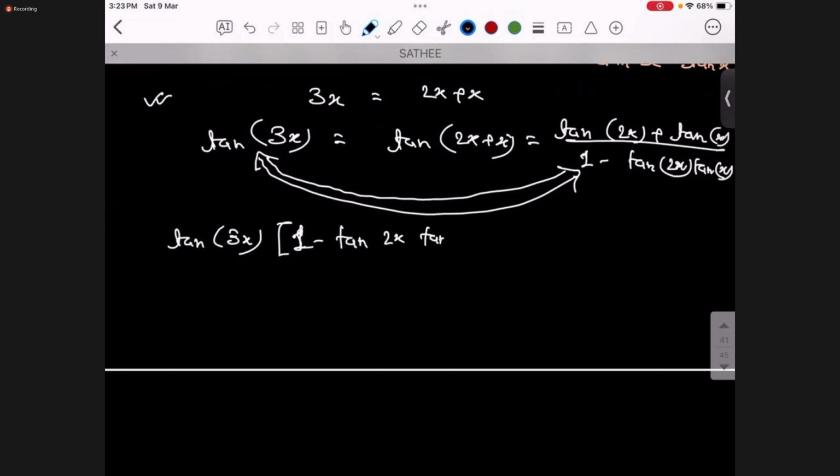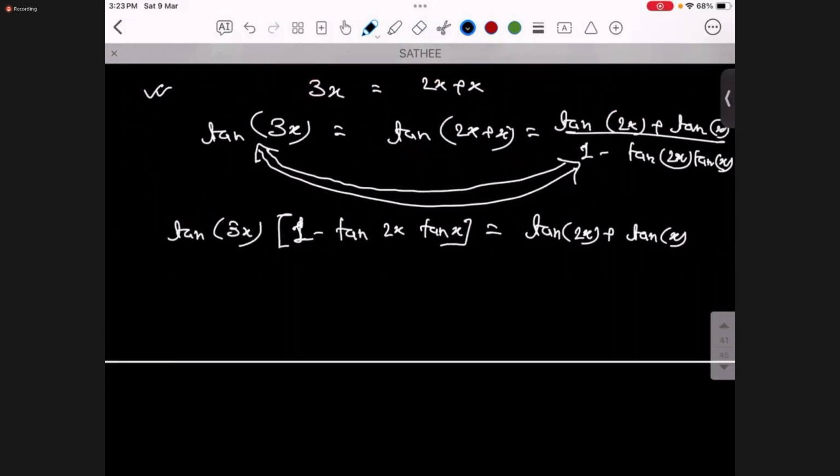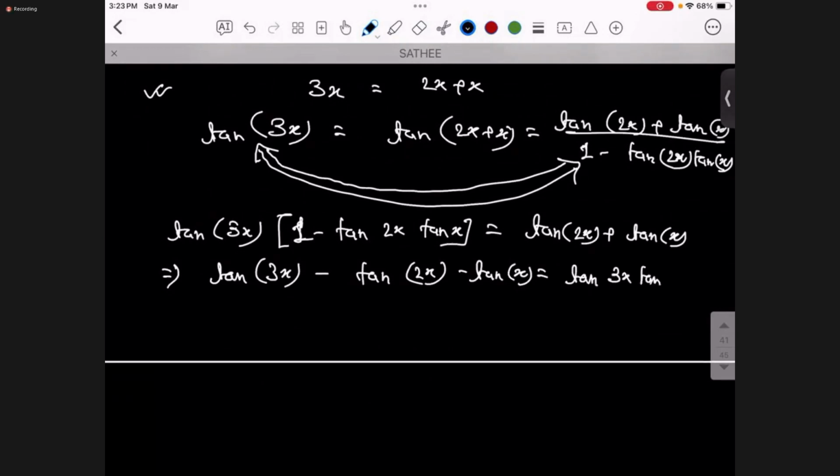Then using that we can write tan 3x into 1 minus tan 2x tan x, this is equal to tan 2x plus tan x. Now just keep these terms on the left and make the other things go to the right. What we will get? tan 3x minus tan 2x minus tan x equals tan 3x tan 2x tan x.